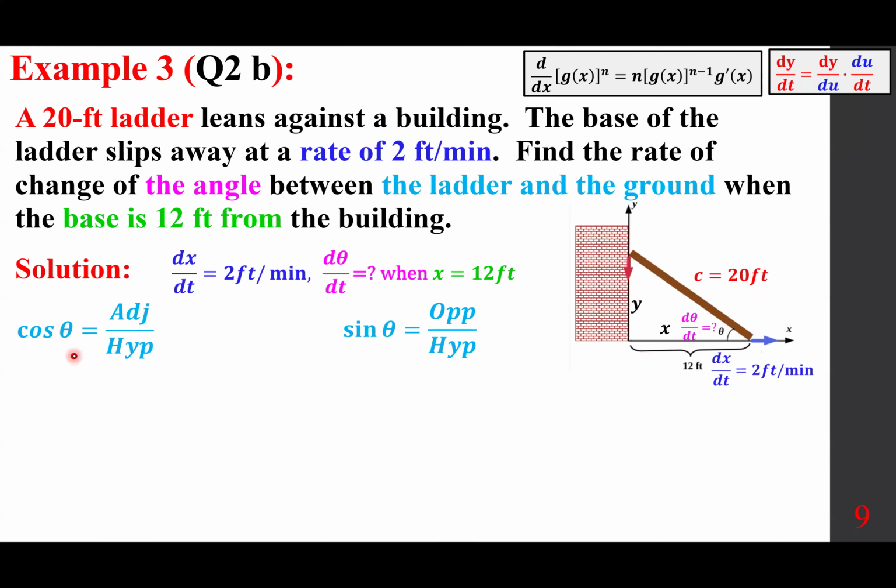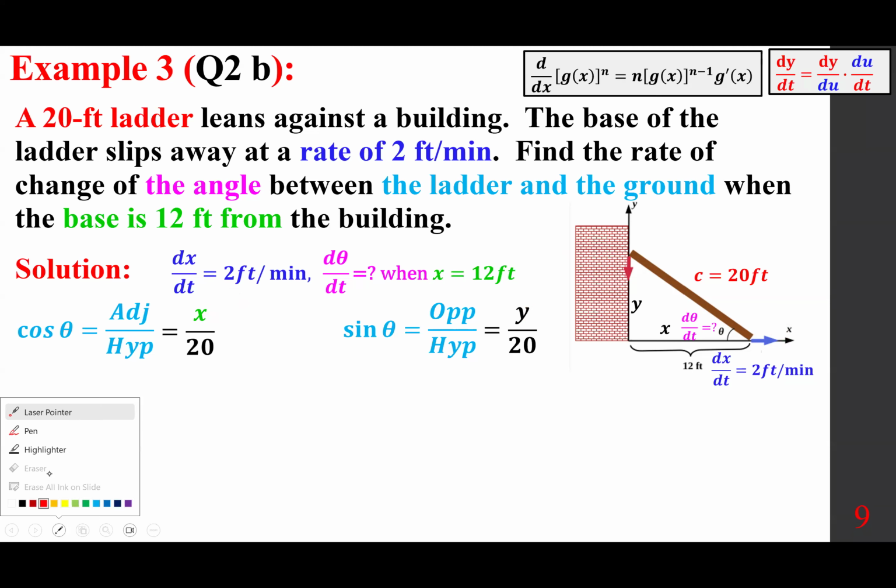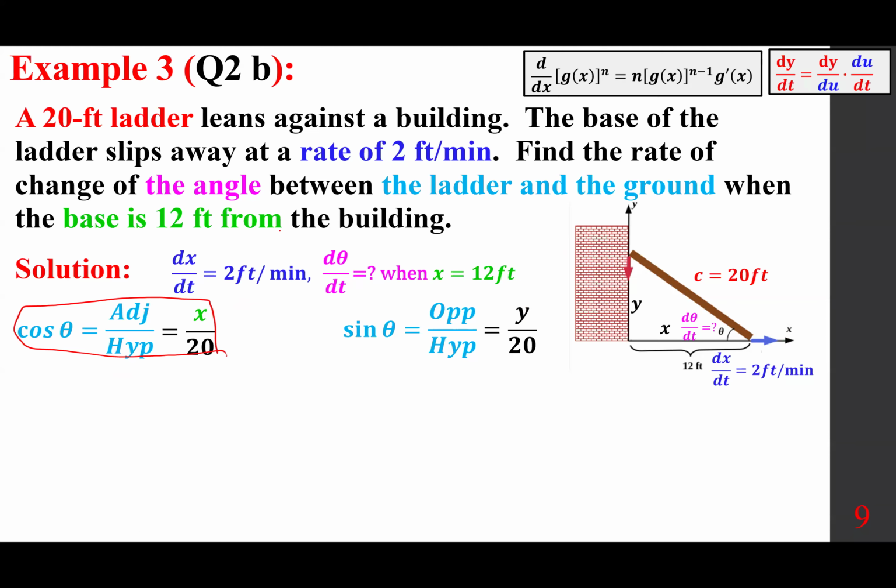In the case of cosine, the adjacent is x. Of course, the hypotenuse is 20. And in the case of sine, the opposite is y, and the hypotenuse is 20. Now, granted, we did find y in the previous page, but you should always go with what's given. Therefore, we must work with this one because x is given. Always try to work with the given.